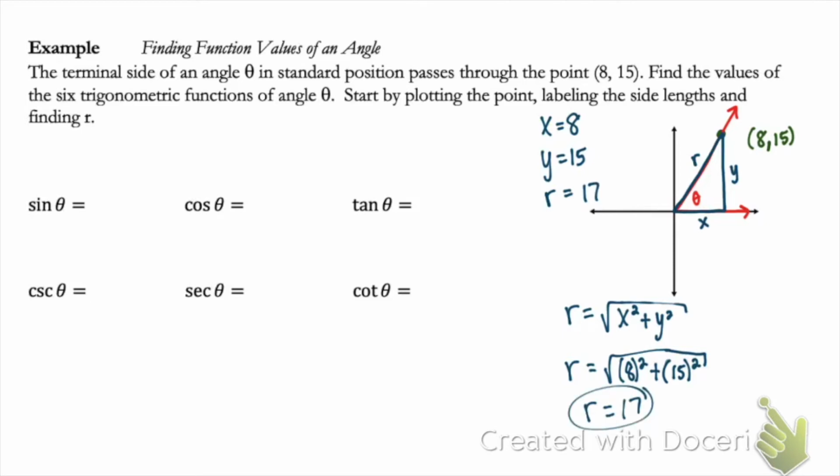Now, using the definition of the trig functions above, we can just fill out our table here. Sine of theta is going to be 15 over 17 because it's y over r. Cosine of theta, likewise, is 8 over 17 because it should be x over r. Go ahead and fill out the rest of this table.